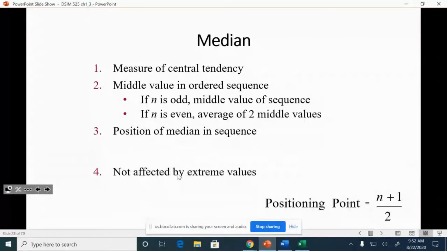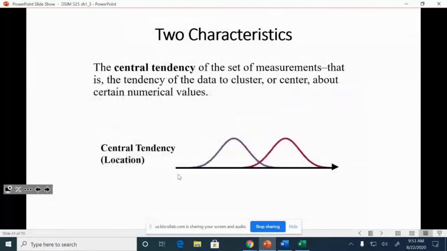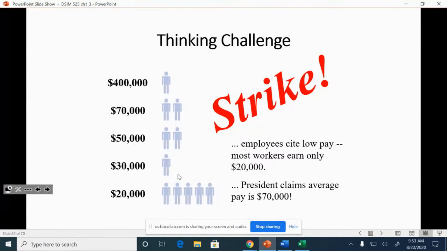Median is also a measure of central tendency. So it is the middle value in an ordered sequence. So if n is odd, then it's the middle value of the sequence, and if it's even, we have to average the 2 middle values to get the median. So the advantage of the median is it's not affected by extreme values. So if we go back up to our example, the median might be more useful because there's a lot of extreme values, right? The CEO makes 400,000, and that's significantly different than the rest.